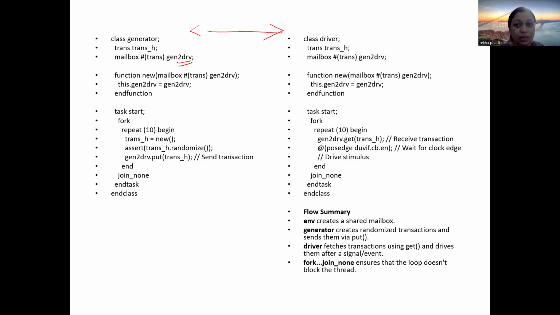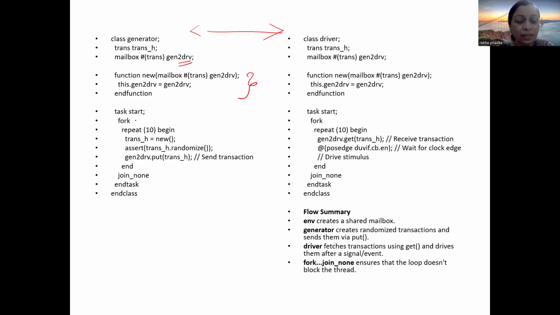We are writing something. So we have function new, which is getting the gen2drv variable. And whatever I get as gen2drv, I'm assigning it to this.gen2drv. So end function. So that's the new function which I have written. Otherwise, we just call it new. But here, since we have one variable to pass, we are separately writing function new.